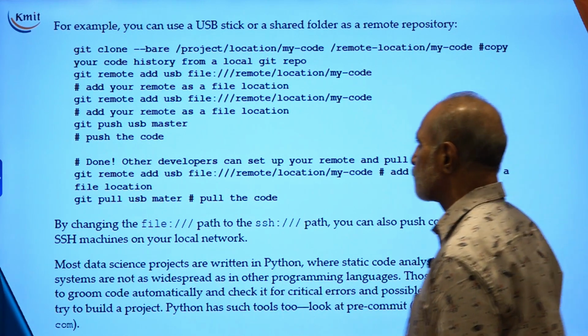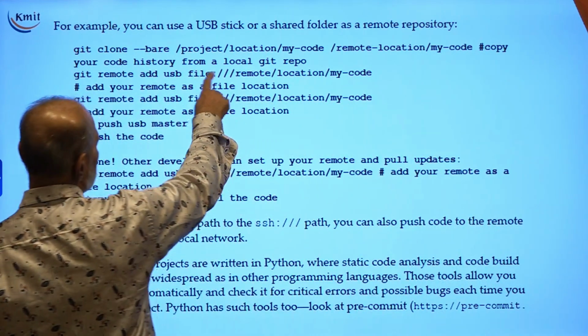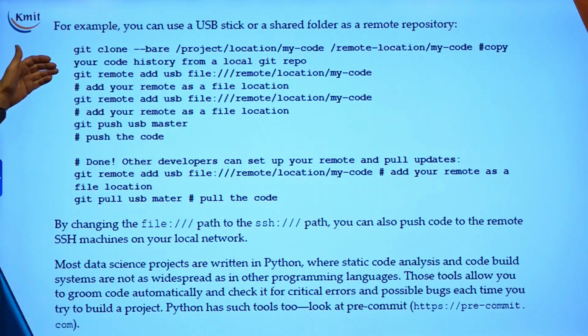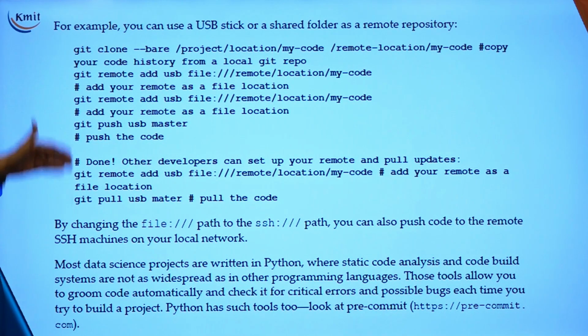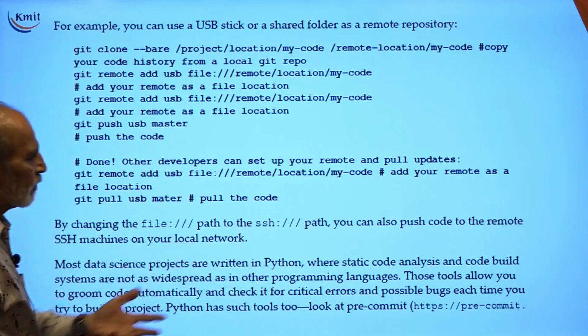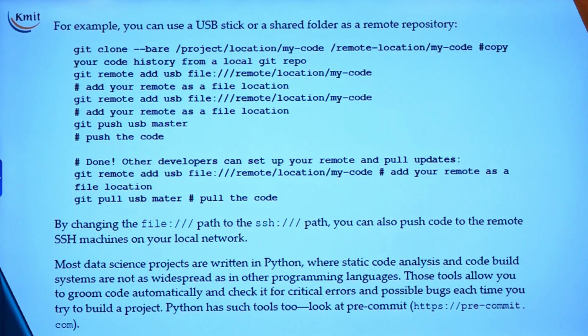So git clone, with the project location, my code, the remote location, and I put a copy. You can just see we have push requests and pull requests available on this. If you just go through the code, it's very easy to understand, and you can see that by changing the path from HTTPS to a secure shell SSH path, you can change the remote location of your network, and you can have a host machine on your local network too. So with this code, it is very easy for us to manage the code.